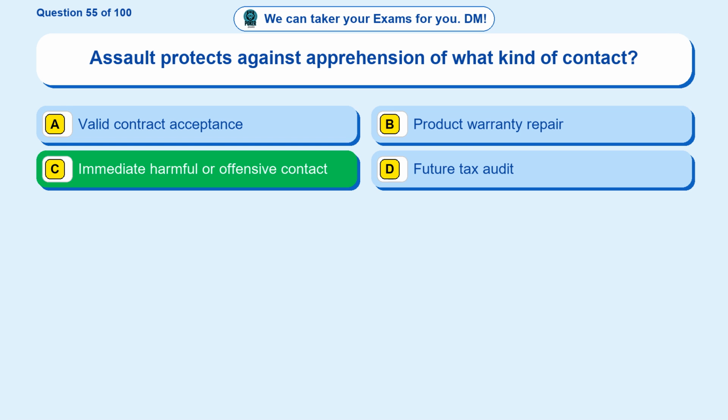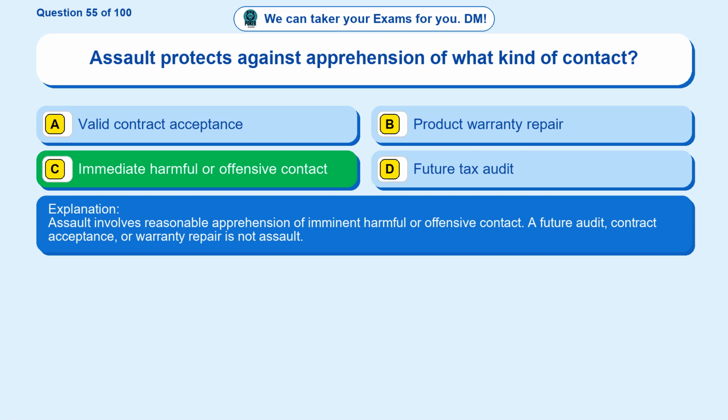The correct answer is option C, immediate harmful or offensive contact. Assault involves reasonable apprehension of imminent harmful or offensive contact. A future audit, contract acceptance, or warranty repair is not assault.